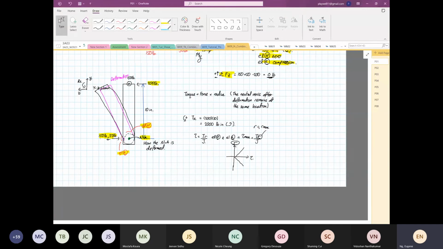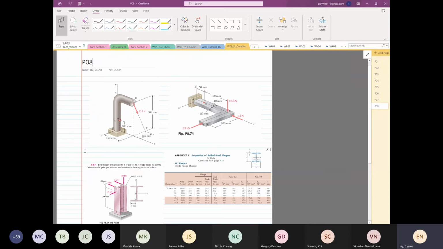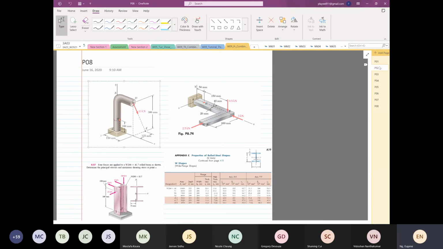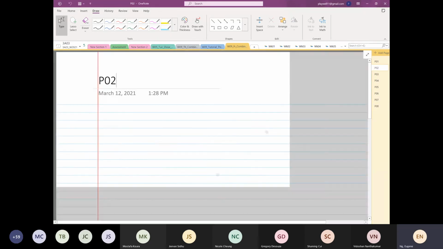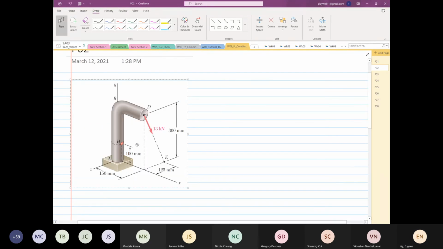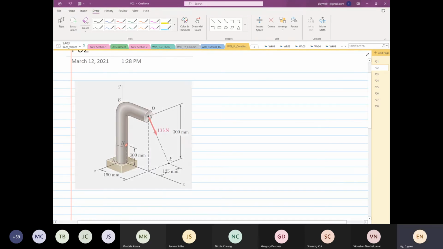Now this is one example. Let's look at another example. I want you all to be very comfortable identifying your moments and your torque. So let's pick another example. As I mentioned earlier, I've uploaded all these images on Avenue to Learn, so don't copy them, just go to Avenue and have a look at them. This is example number 2.